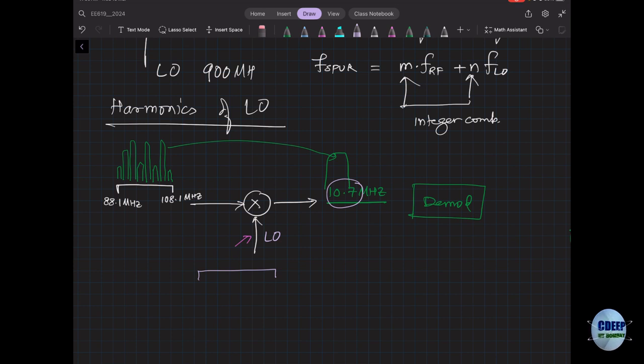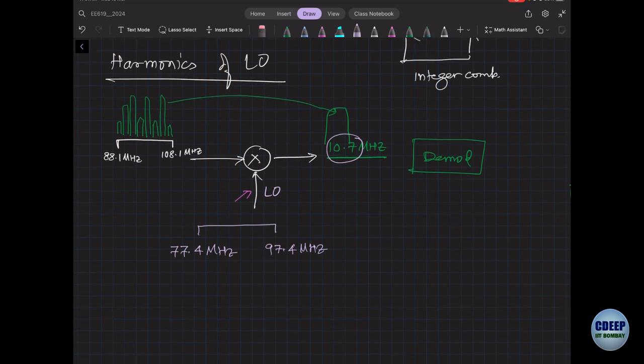77.8, is it? Megahertz. And then the other one would be 90. Everybody agrees? So that whole thing is shifted down. So this is what a typical FM radio in a car does.